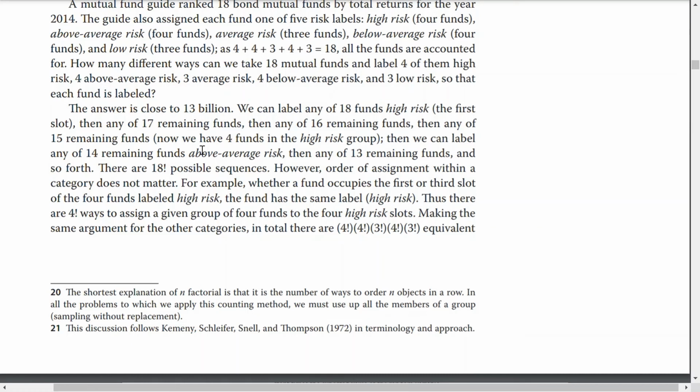We could label any of the 18 funds high risk in the first slot, then any of the 17 remaining funds, then any of the 16 remaining funds, and then any of the 15 remaining funds. Then we can label any of the 14 remaining funds above average risk, and any of the 13 remaining funds, and so forth. There are 18 factorial possible sequences.